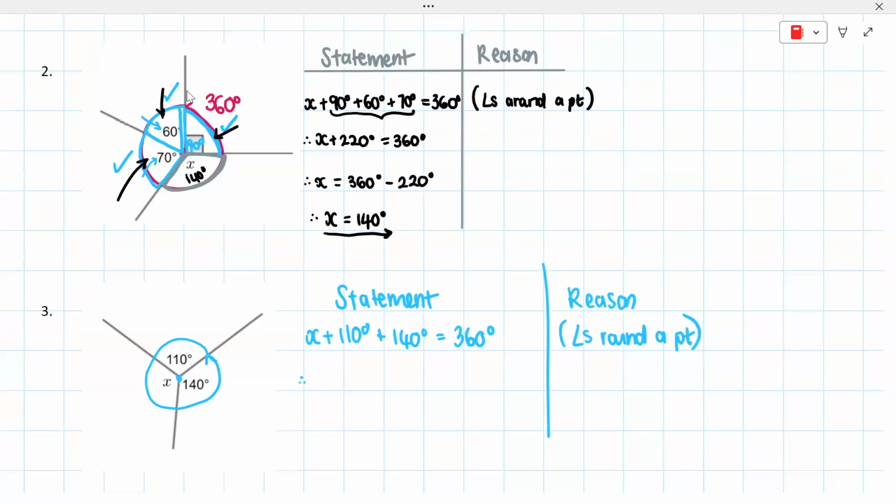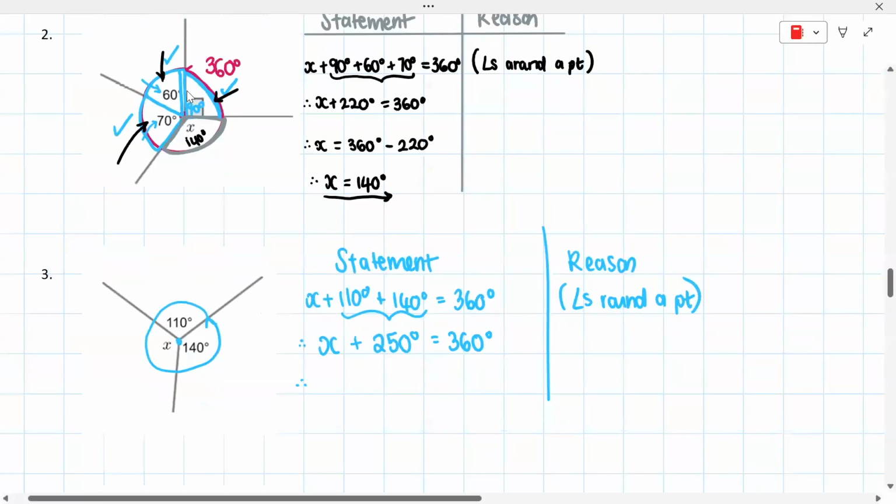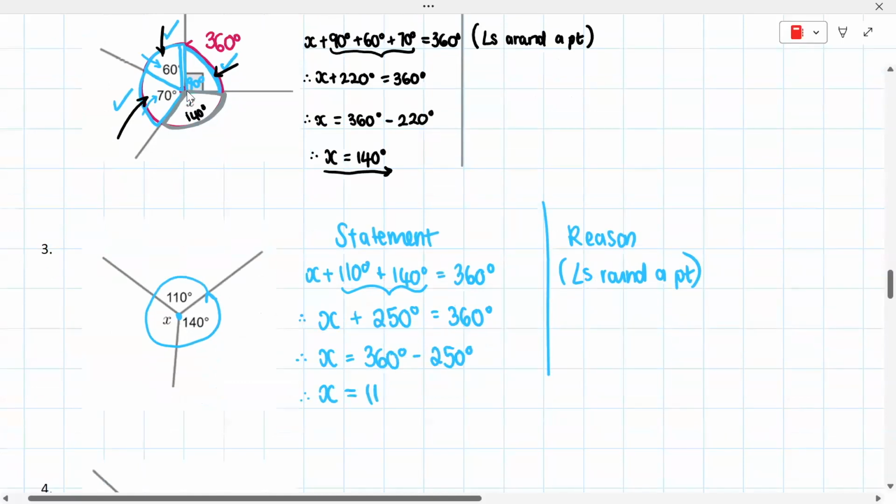Now we can solve our equation. So 110 plus 140 are like terms. Let's just add them together, make our lives easier. That gives me x plus 250 equals 360. And because this is an equation that I'm trying to solve, x is equal to 360 minus 250. And so that gives us a final answer of x is 110 degrees.